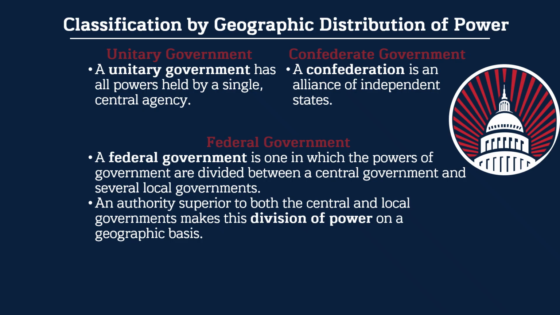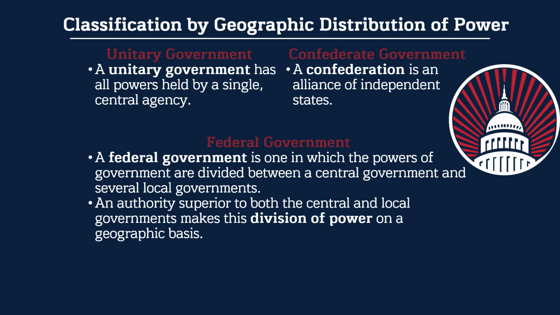Governments can also be classified by the geographical distribution of power. This is not physically where on the map is the seat of government. This is how it is laid out. So a unitary government means all powers are held by a single central agency, one unit, one united government. A confederate government, a confederation, is an alliance of independent states, very similar to the Articles of Confederation, which was our first governing body, and every state had a firm league of friendship that tied them to the next.